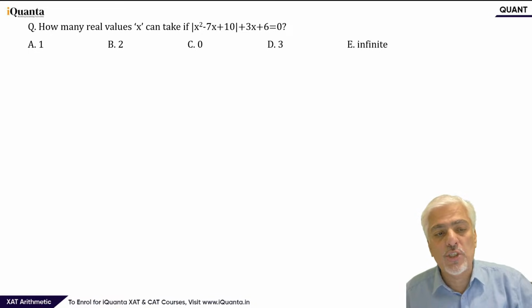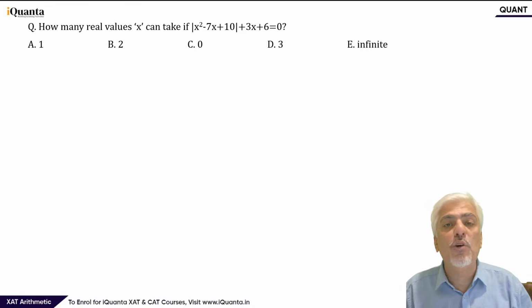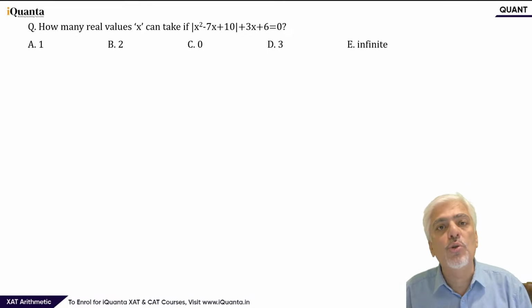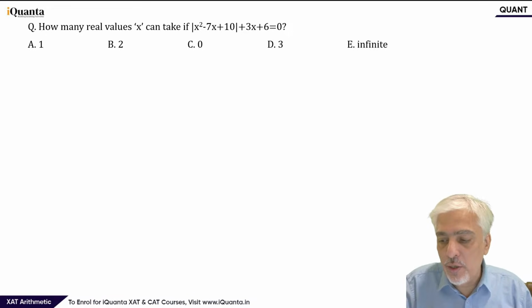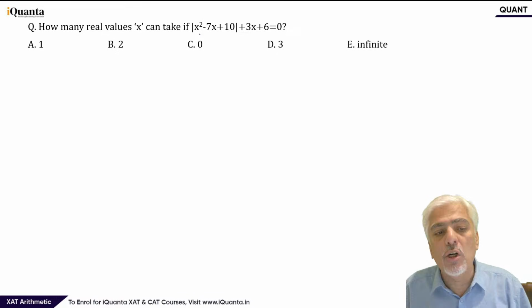Okay, let's understand the question. There were two parts of the question. First, before we even start the question, we should know the range of x. Now, if you look at this, we know that this will always be positive. Mod of something will always be positive.